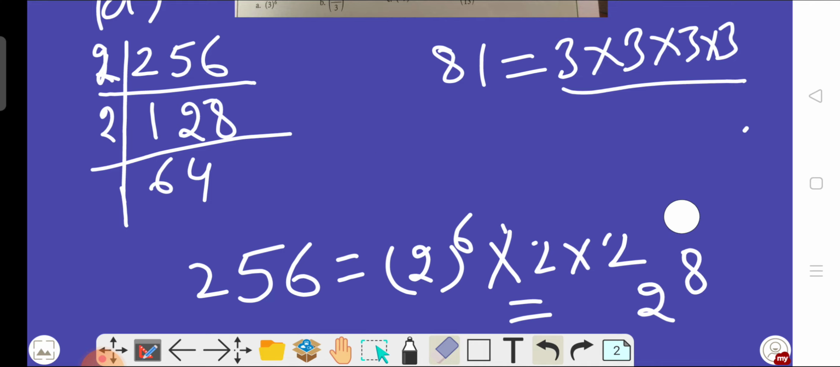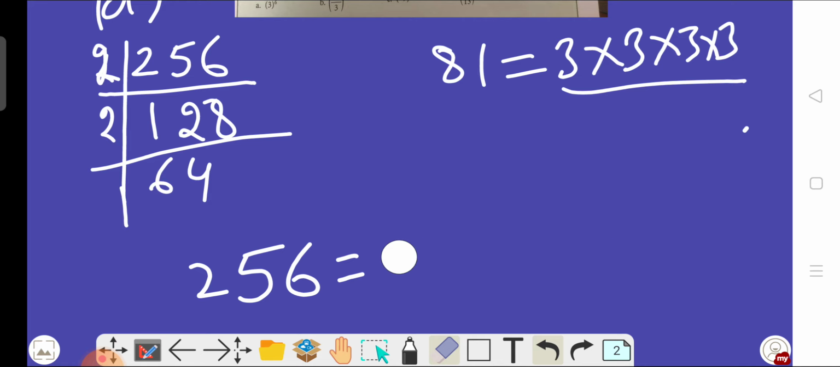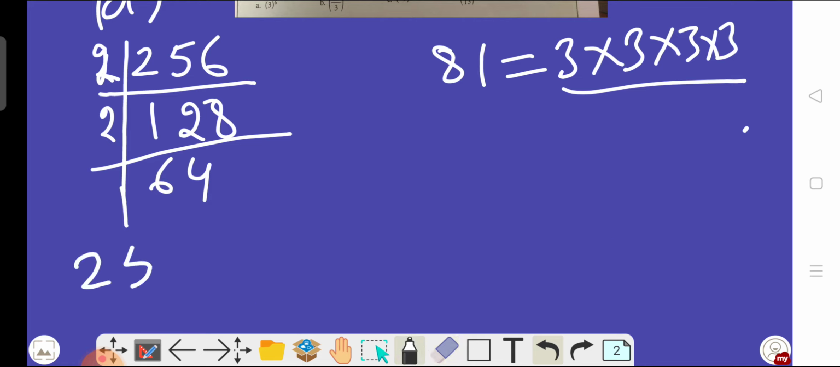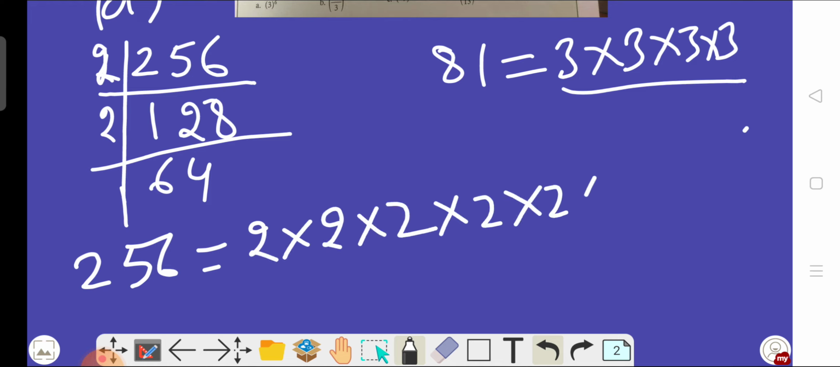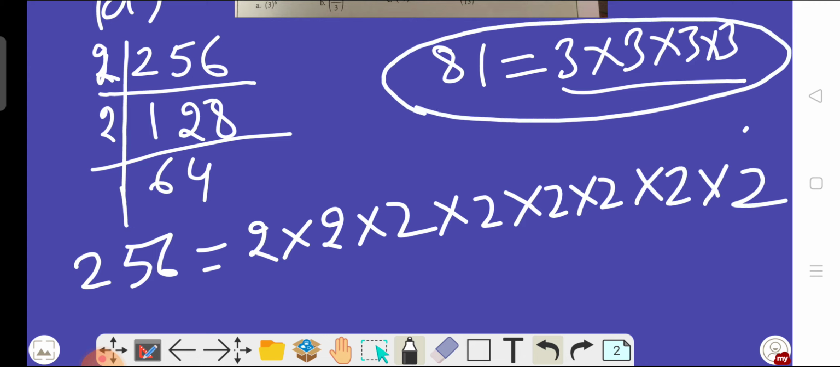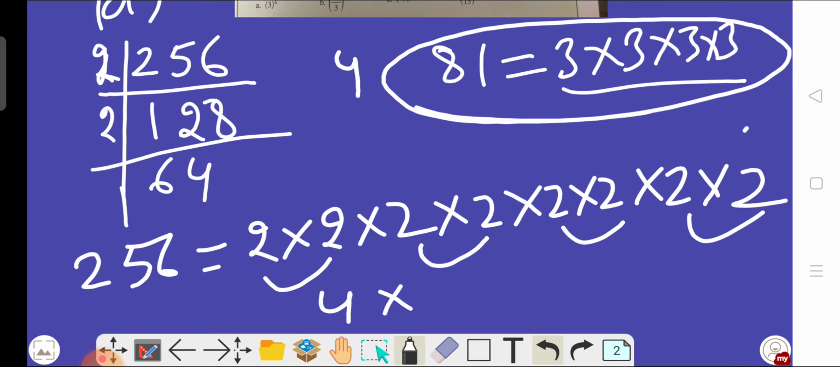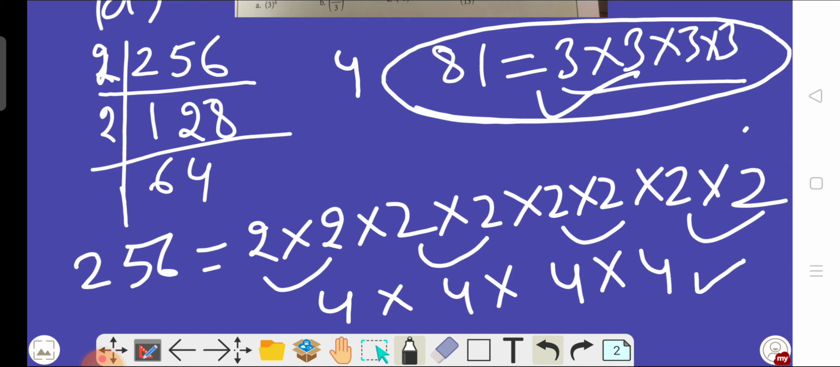Also we can express this number as 256 is equal to 8 times multiplication of 2. How many times? 8 times. But here we have the power of 3 as 4. Okay. To make the same power of numerator and denominator, we will combine this pair of 2. So this will become 4 multiplied by 4 multiplied by 4 multiplied by 4. How many times? 4 times.